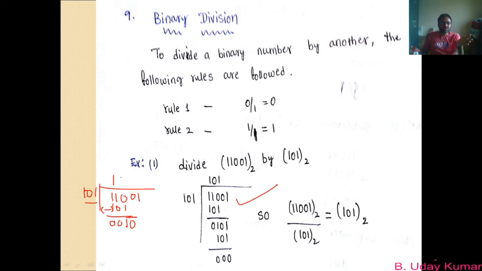Now 101 times 0, how much do you get? You get this complete thing as 0, because 101 times 0 is 0 only. Now subtract this one. If you subtract this one, how much do you get? You get 10. And now take the remaining digit that is present in the binary number, which is 1.